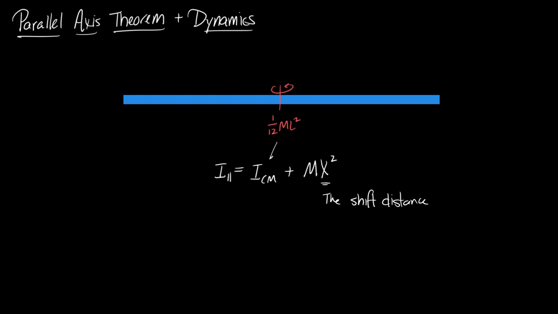So let's see how this particular thing works. We happen to know the moment of inertia about the center of mass. So we'll plug that in as 1/12 ml squared. We're now going to use that to shift the axis to the end. So how far are we shifting it if we're shifting from here to here? L/2.